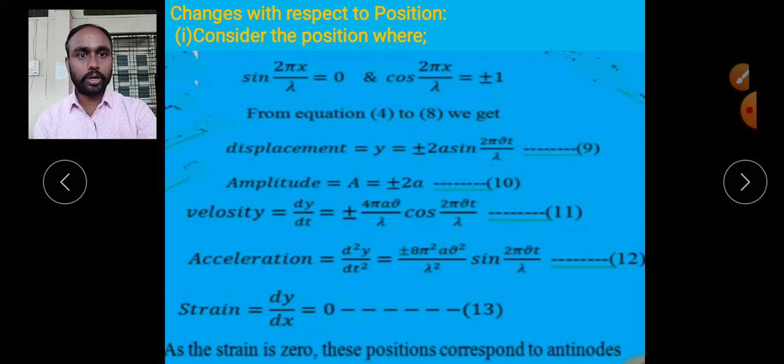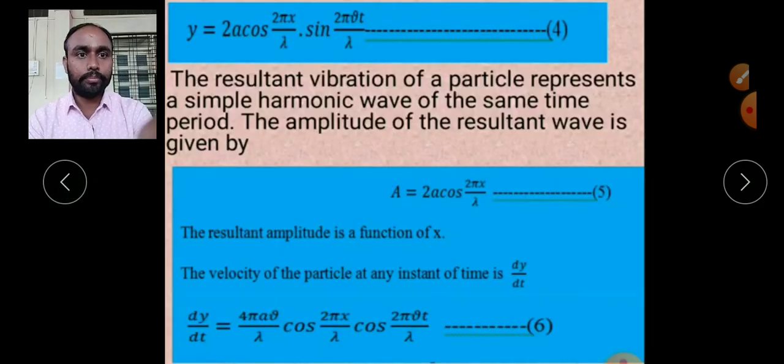Now, whatever we have considered, sin 2 pi x by lambda equal to 0 and cos 2 pi x by lambda equal to plus minus 1, we apply in equations 4 to 8, all these equations including displacement also, not only from 5. So y is our resultant displacement, and that is equation number 4. So from 4 to 8, let us substitute these values. Now what is equation number 4? Do you remember?